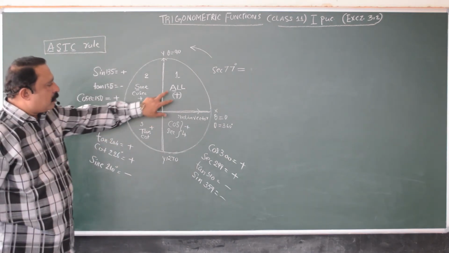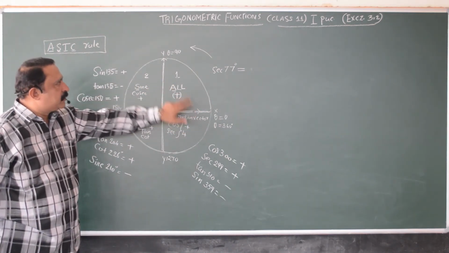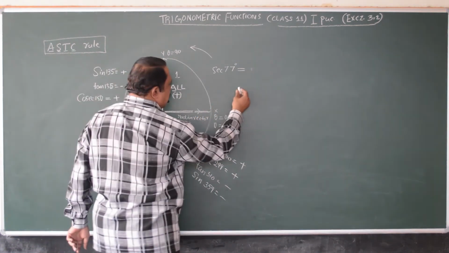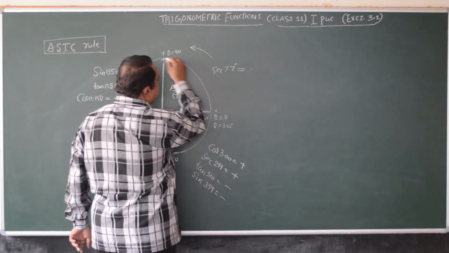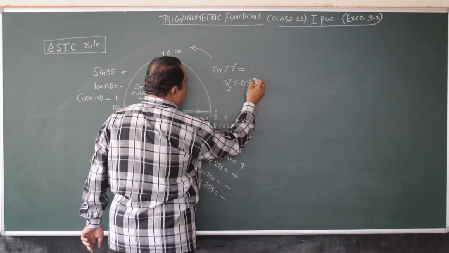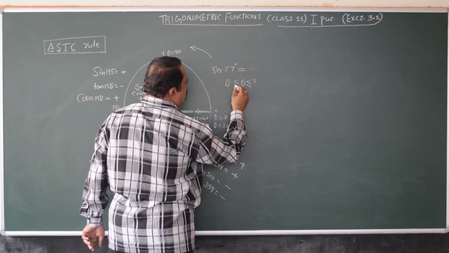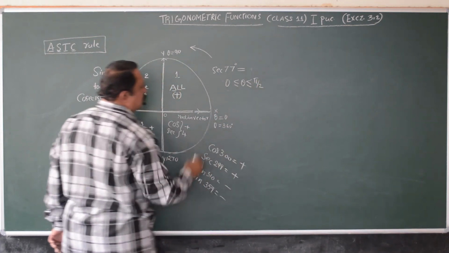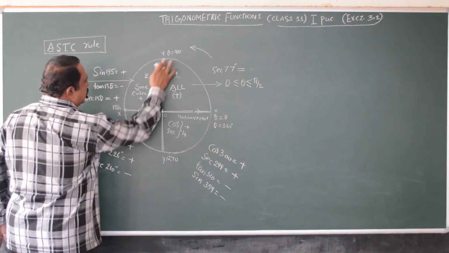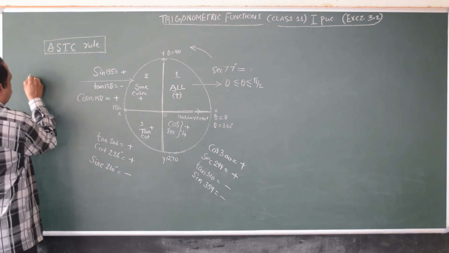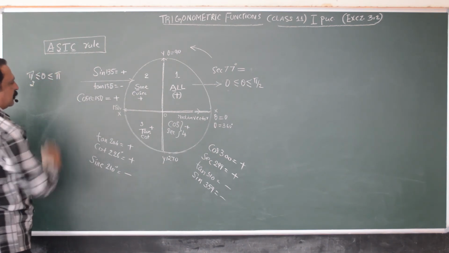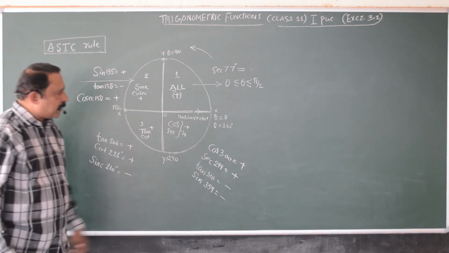In the first quadrant, all trigonometric functions are positive, that is between 0 and 90 degrees. In the first quadrant, theta lies between 0 and 90 degrees, so you can write it as 0 less than or equal to theta less than or equal to pi by 2. This is the first quadrant. In the second quadrant, theta lies between 90 and 180, so it is pi by 2 less than or equal to theta less than or equal to pi. Like that, you can complete it for the other two quadrants also.